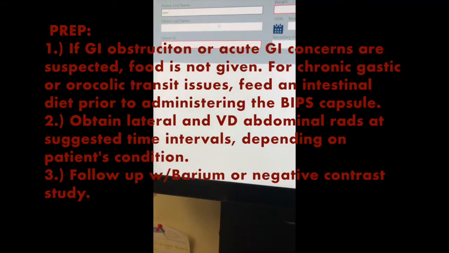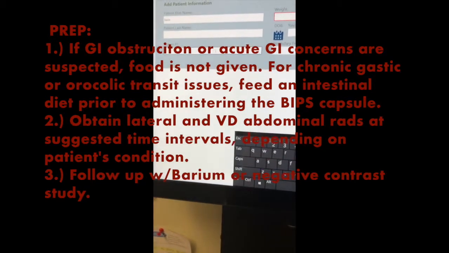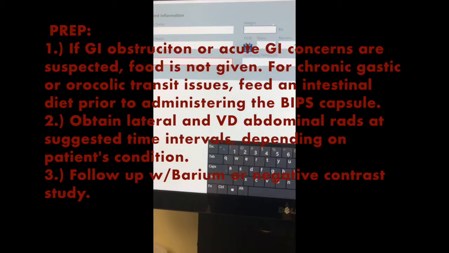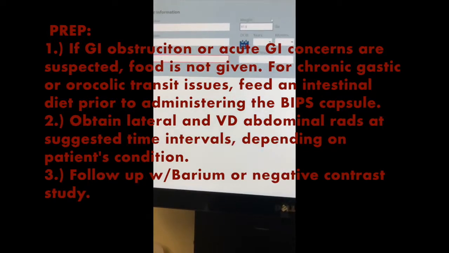I was not looking for anything or concerned about anything in particular with Bane, but he does have a history of getting into just about everything, so I figured a foreign body GI obstruction is always a possibility. BIPS are easy to administer, not likely to be aspirated, and can be given with food.